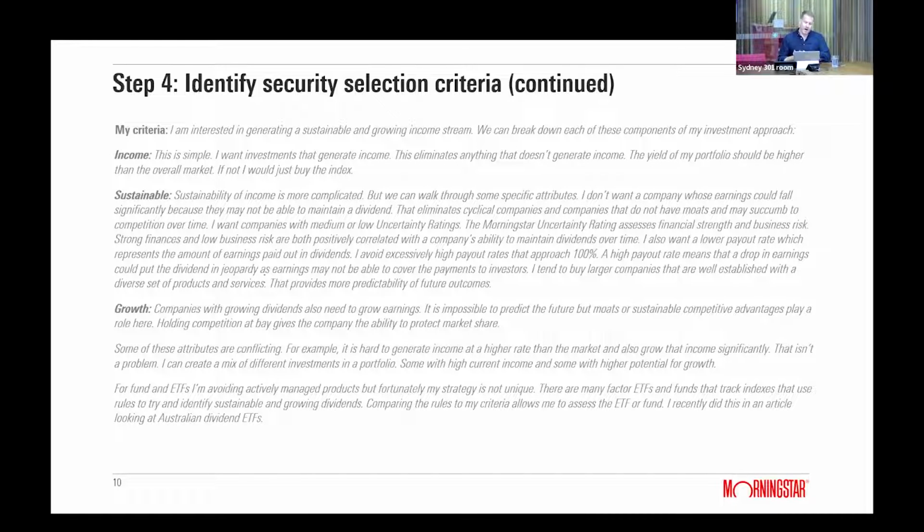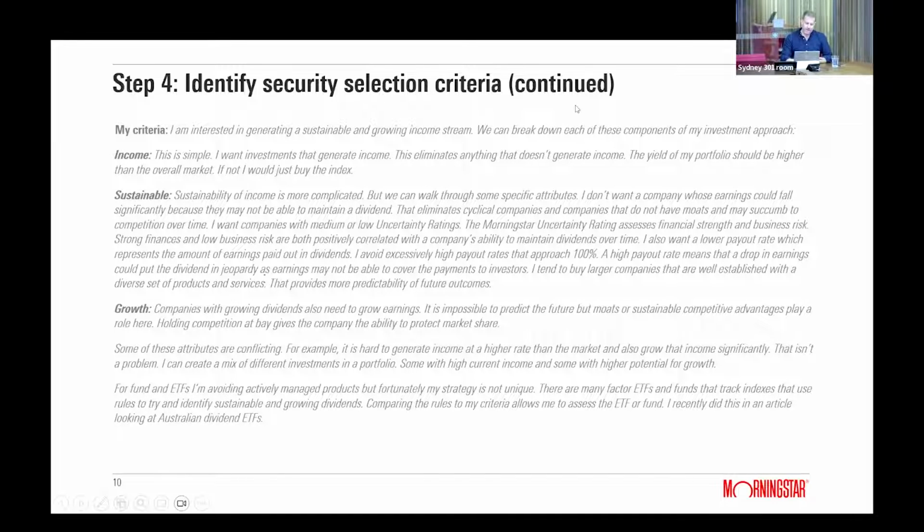Payout rate is the percentage of earnings that are paid out in dividends. Very simply, if a company pays out 99% of their earnings in dividends, it means any fluctuation in those earnings could cause a dividend cut. So the lower that payout rate is, and there's a trade-off, of course, with the size of the dividend, but the lower that payout rate is, the safer that dividend is.